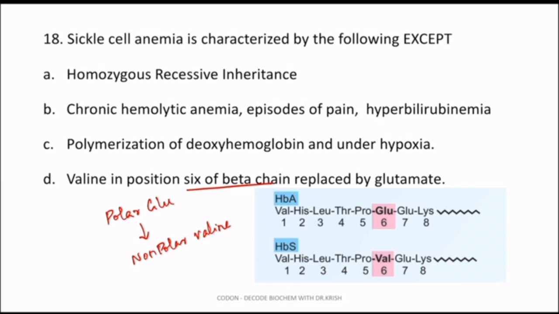So what about the other options? Homozygous recessive inheritance, yes. And it causes chronic hemolytic anemia. Because of that, it leads to sickle crisis with increased episodes of pain, and because of hemolytic anemia you have hemolytic jaundice that results in hyperbilirubinemia. And there is polymerization of deoxyhemoglobin. Because of sickling, the deoxyhemoglobins get polymerized, and this happens at an exaggerated rate in hypoxic conditions. So what is the answer here? Valine in 6th position of beta chain is replaced by glutamate.